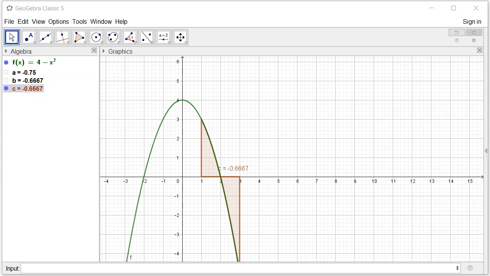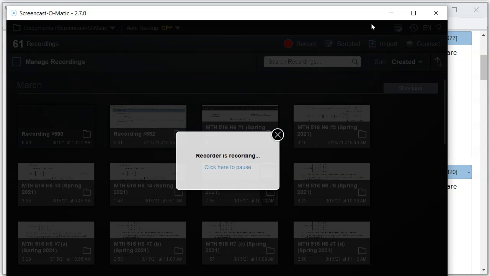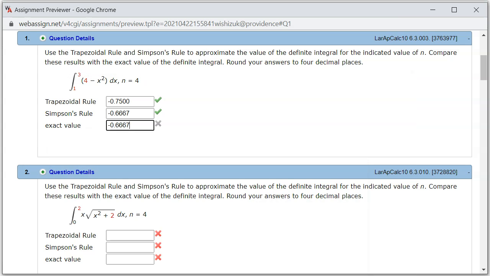So let's type it in. We have a negative 0.6667. Let's check the answer. Oops, shoot. It came back and it looks like we got all three of them correctly.